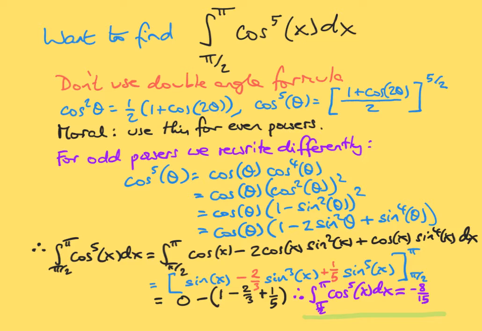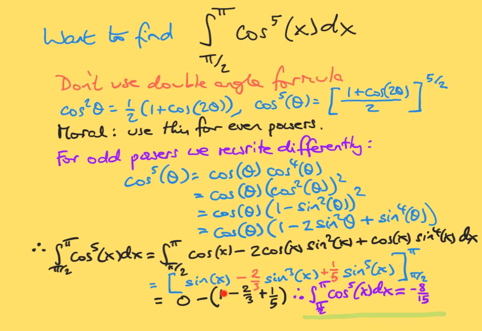At the upper limit, we're going to get sine of pi here, here, and here. Sine of pi is 0. So all of this vanishes at the upper limit. So we'll put 0 minus, and then we'll open a big bracket and evaluate this at the lower limit. The sine of pi over 2 is 1, so we're going to get 1 minus 2/3 times 1 cubed, so that's just minus 2/3, plus 1/5 times 1 to the 5th, that's just plus 1/5. So now we want to work out what that is.